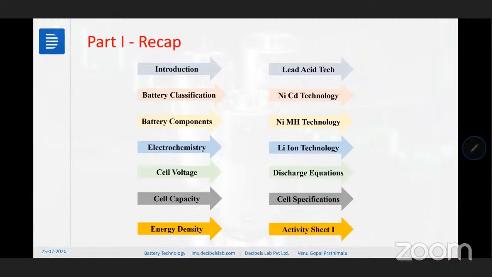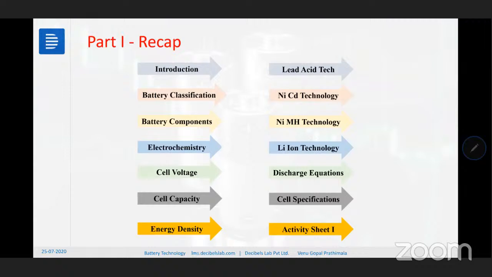Last week, we started with a very basic introduction of battery technologies. What are the different types of batteries available? We learned about the classification based on electrochemistry: primary, secondary, and reserve batteries. In the primary batteries, what exactly is a primary battery? And in the secondary batteries, what are the different types? Lead acid, nickel metal hydride, lithium ion technology. We classified those as secondary batteries, and in the reserve batteries, the working principle of the reserve battery also.